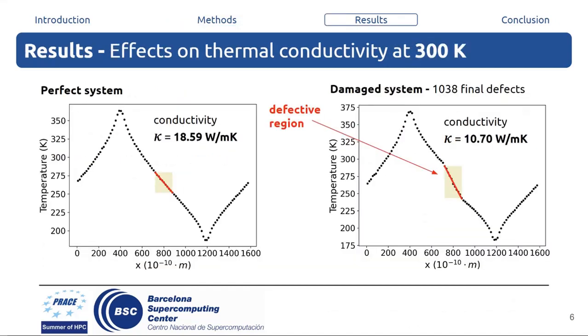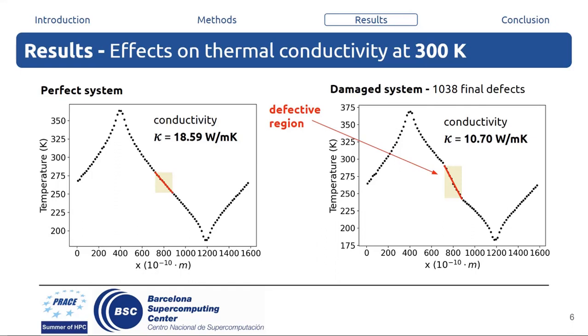The following two plots display the temperature profile of an undamaged system on the left and a damaged system with 1038 final defects after recombination on the right, both at a temperature of 300 Kelvin. The temperature profile was computed along the major axis of the system in the direction of the imposed heat flux. The interesting part for us is located in the middle, which corresponds to the middle 10% of the system as described on the previous slide.